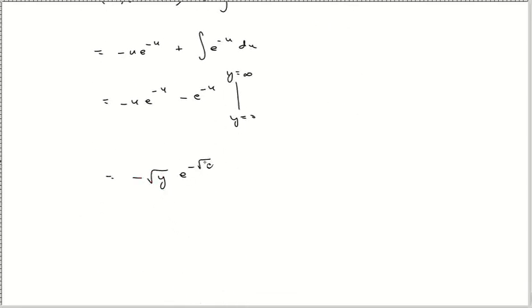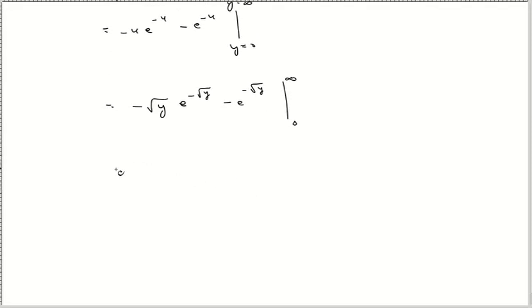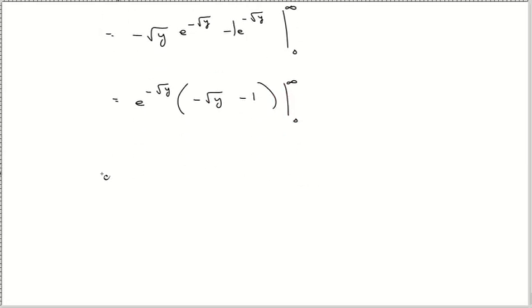E to the negative square root of y minus e to the negative square root of y from 0 to infinity. You could factor out this e to the negative square root y. Notice that we're going to have a negative 1 right here. And so we got negative square root of y minus the 1 from, again, 0 to infinity. Cool. So at this point, what do we do? We plug it in. So I'm going to plug in the infinity. I'm going to plug in the 0.